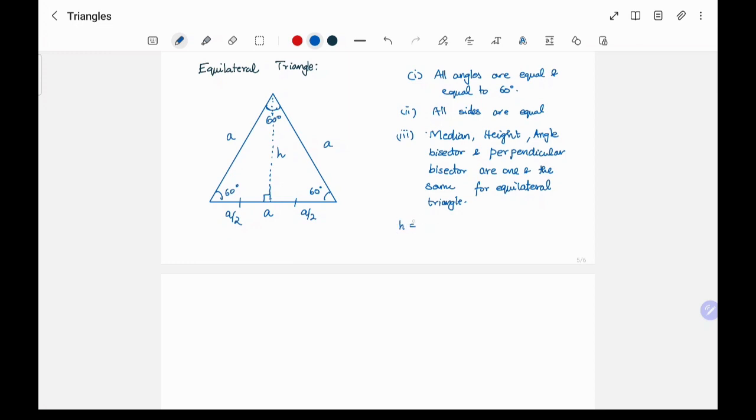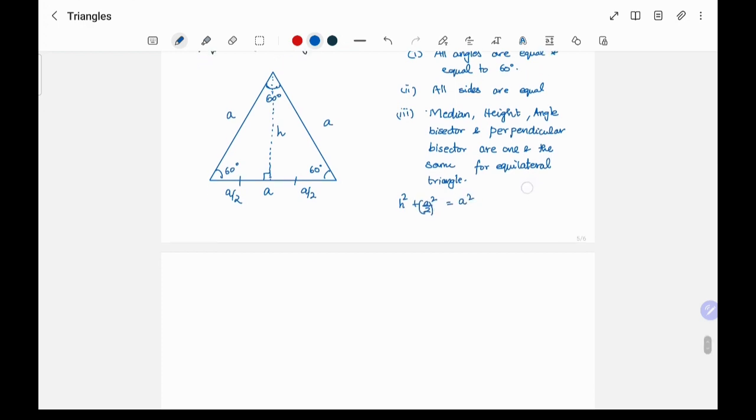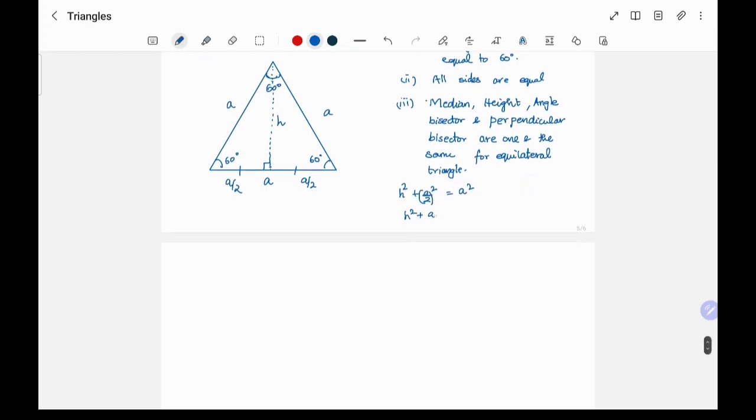So h square plus a by 2 whole square is equal to a square. So h square plus a square by 4 is equal to a square. h square is 3 by 4 a square. So h is root 3 by 2 a.